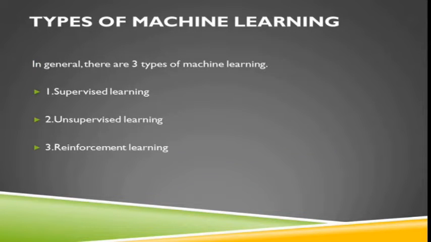Machine learning is divided into three types. First, supervised learning. Second, unsupervised learning. Third, reinforcement learning.